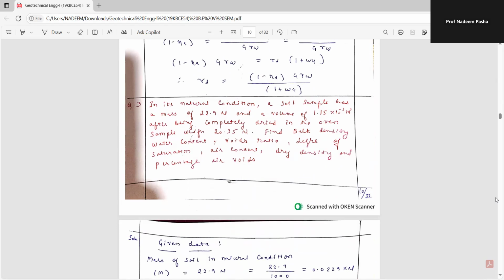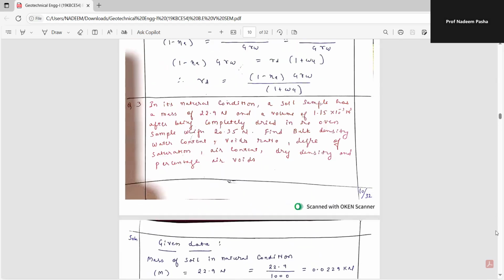So now we will solve a problem on this. In its natural condition, a soil sample has a mass of 22.9 Newton and a volume of 1.15 into 10 raised to minus 3 meter cube. After being completely dried in the oven, the sample weighs 20.35 Newton. So what you need to calculate? Find the bulk density, water content, voids ratio, degree of saturation, air content, dry density, and percentage air voids. These things you need to calculate.